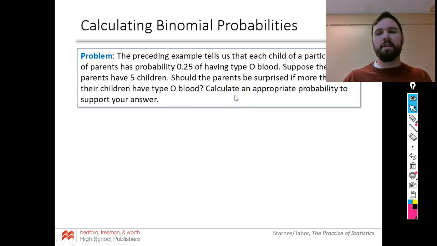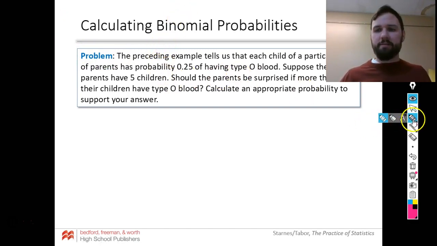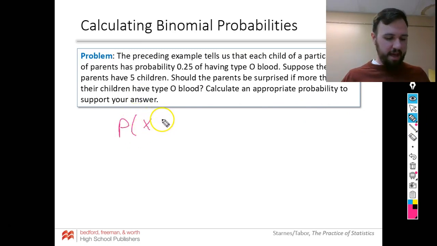Last example. Same problem. 0.25 type O, 5 children. Should they be surprised? Should that dad go talking around to some other dads if more than 3 of their children are type O blood? So, what are we trying to find here? We want to know the probability that x is greater than 3 and see if it's weird.